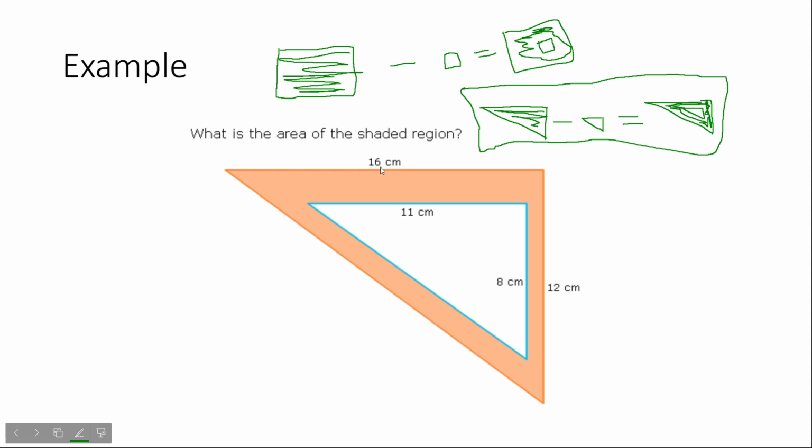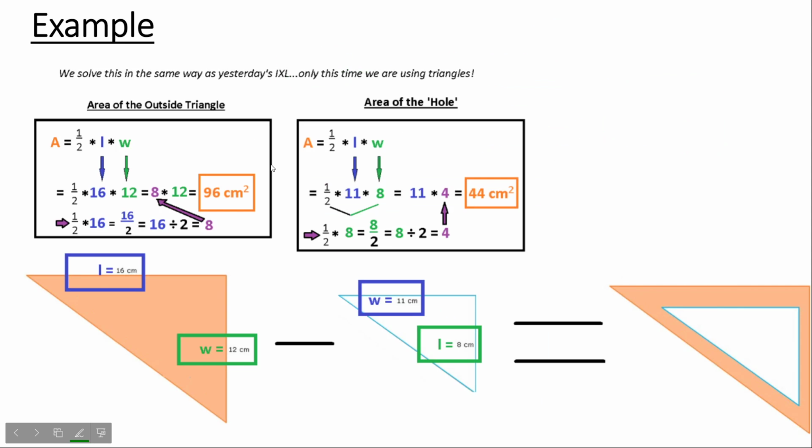Now, anyways, let's continue on with our plan here. And our plan was to find the area of this outside triangle. Well, to do that, we need to find 1/2 times length times width. The length is right here, the width is right here. So we plug that in. We plug in 16 for L, that's how we get this here. And then we plug in 12 for W. That's how we get this here.